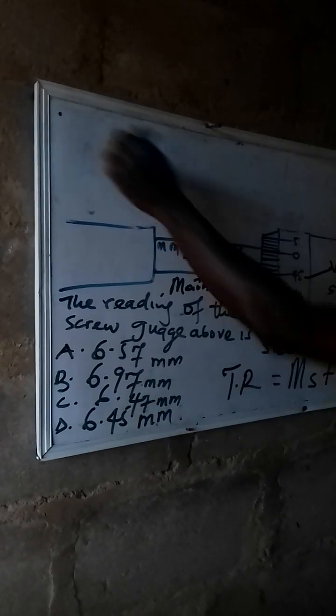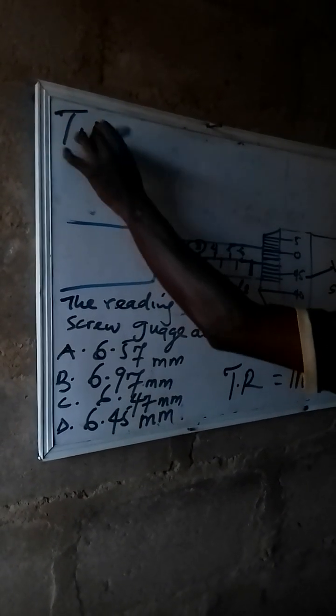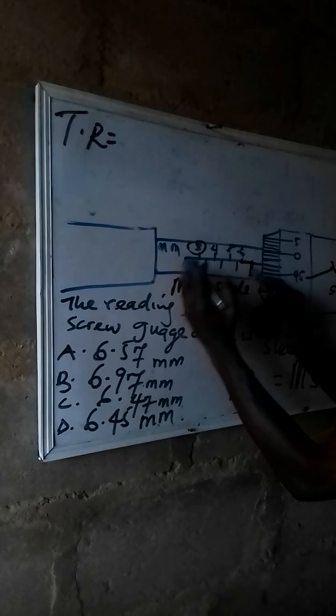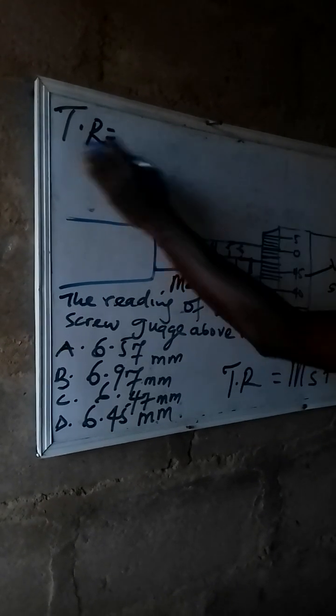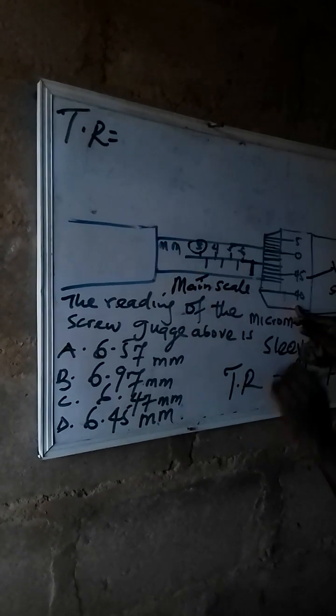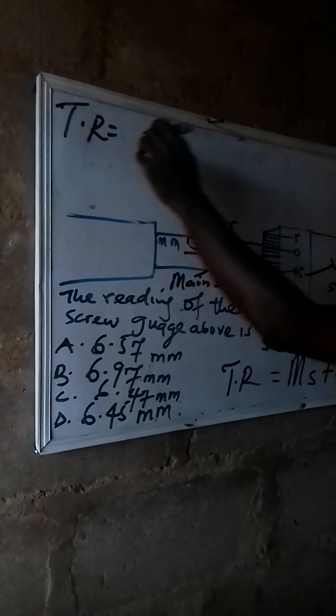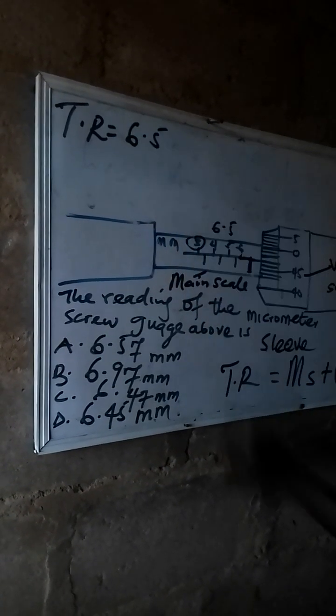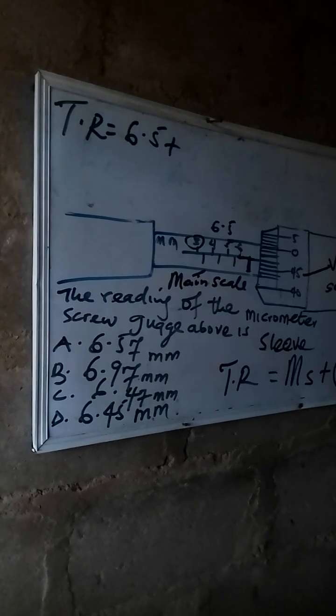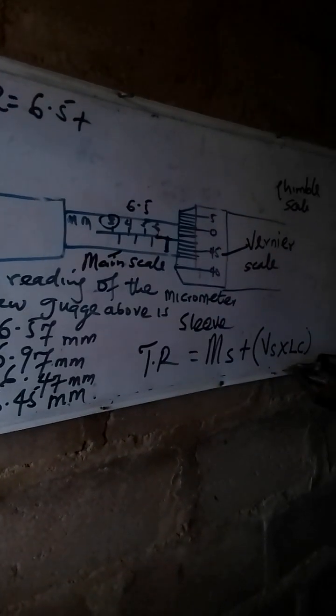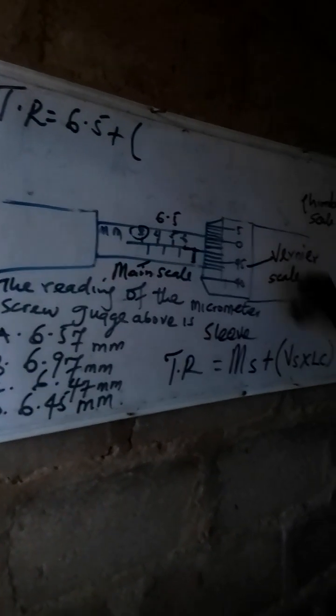Since we have done that, our total reading (TR) is the main scale plus this one. Total reading will now be, what is our main scale? Our main scale, I've told you, it is what? 6.5. You put 6.5 plus, based on the formula, Vs times this. Open a bracket. What is our Vs?